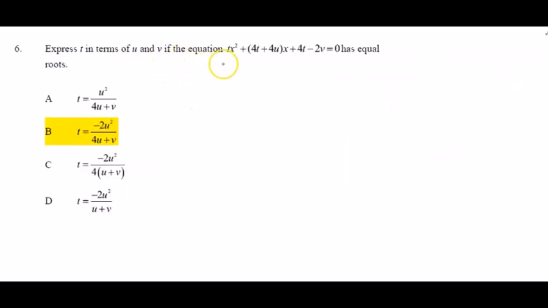So for question 6, here we have one quadratic equation, which is in terms of t. And now the question told us that the equation has equal roots. So I'm going to use the discriminant, b squared minus 4ac equals 0. Again, it has equal roots. Yeah. So b will be 4t plus 4u.